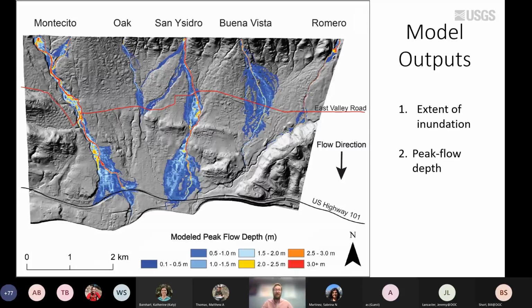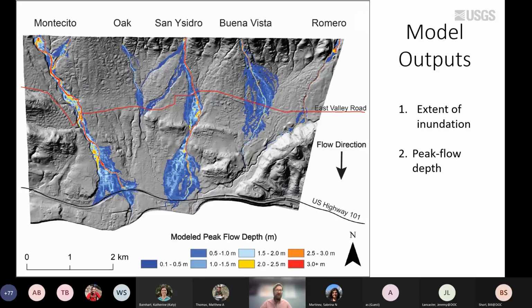Given these model inputs, we get an output that looks something like this. So there are 2 sets of information that ProDF provides given the inputs. The first being the extent of inundation. So this is everywhere that the model predicted there to be flow greater than 10 centimeters at any point throughout the course of the simulation. So in this figure on the left, which is once again from the Montecito debris flows, everything that's colored here experienced at least 10 centimeters of flow throughout the simulation, so blue to red.